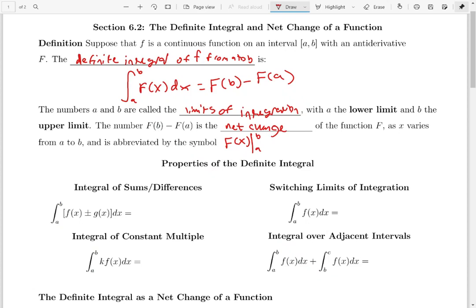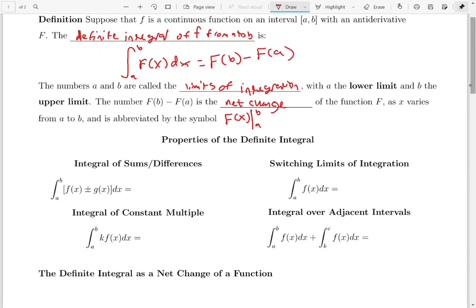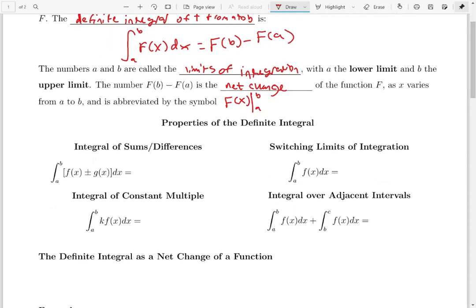Alright, so a handful of things occur when dealing with definite integrals. The integral of sums and differences is the sum and difference of integrals. And so this is the same thing as the integral from a to b of f of x dx plus or minus the integral from a to b of g of x dx. We also know that the integral of a constant multiple directly applies to definite integrals, and so a constant times the integral from a to b of f of x dx.